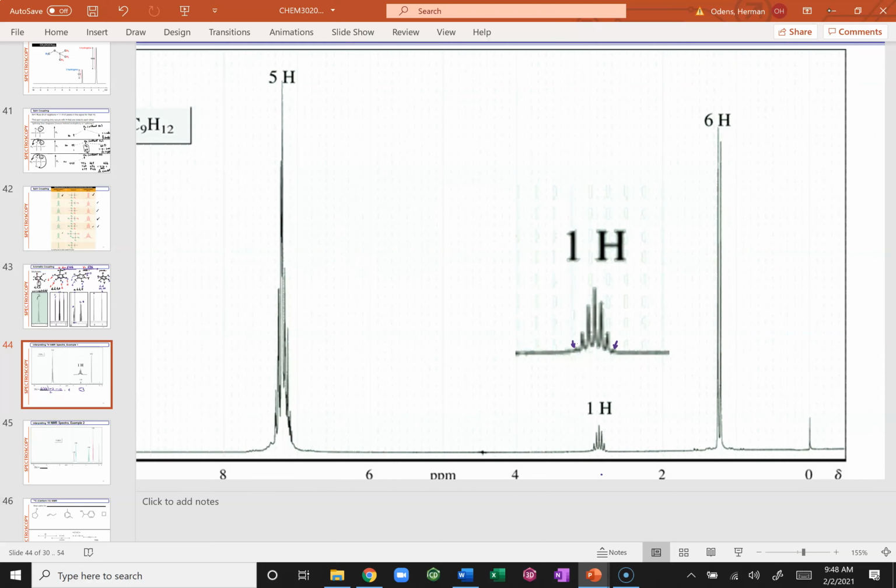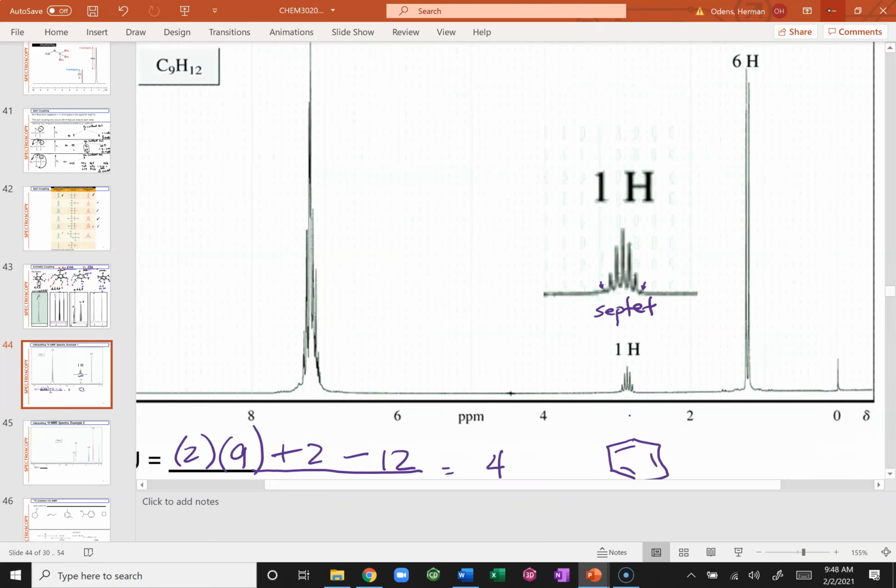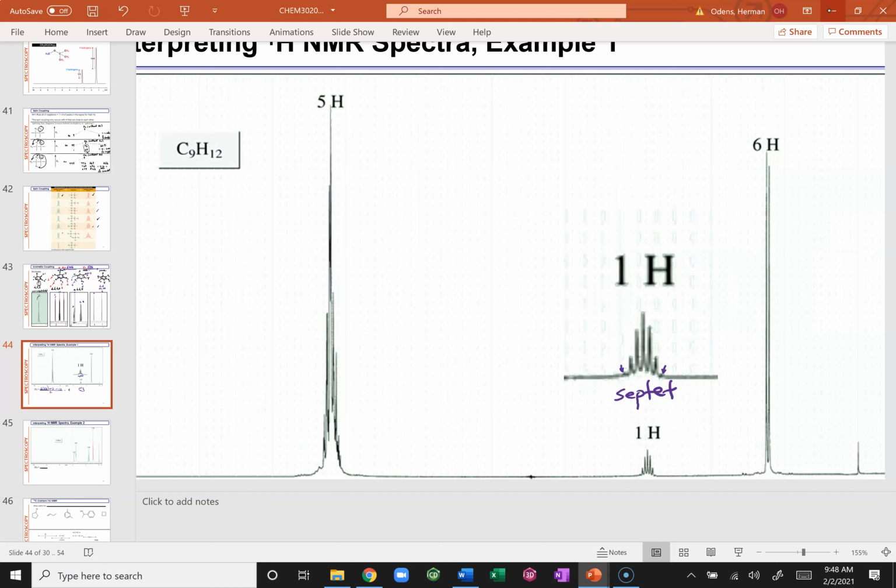This is a septet. And so I'm going to write it down here, septet. So you're dealing with a septet here, and this integrates for 1. So we're going to come back to that. A septet means you have how many neighbors? 6.